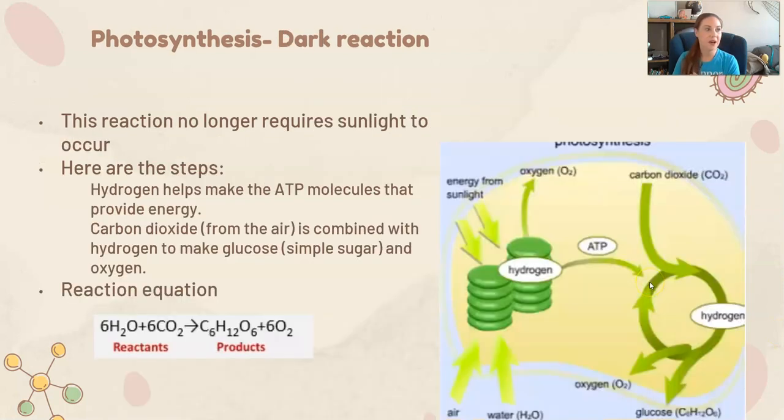Okay, so then we've got the dark reaction. All this means is that the sun is no longer required. It does not mean that it has to happen in the dark. It just means you don't have to have sunlight anymore. And here's what will happen here. Hydrogen helps to make the ATP molecules that provide energy. Carbon dioxide from the air, which we have exhaled, okay, is combined with hydrogen to make glucose, and that's a simple sugar. So those are the two parts of photosynthesis, the light and the dark reaction.